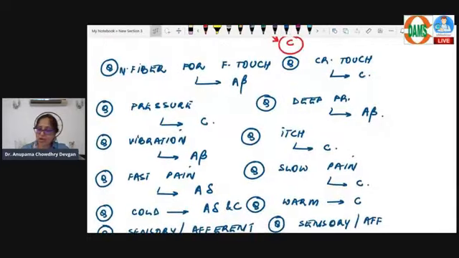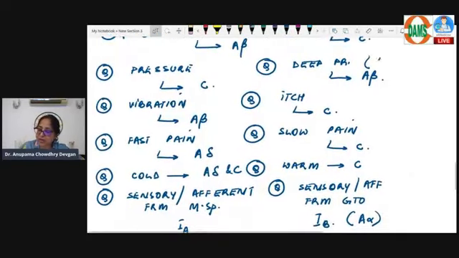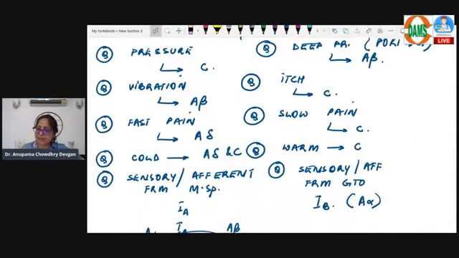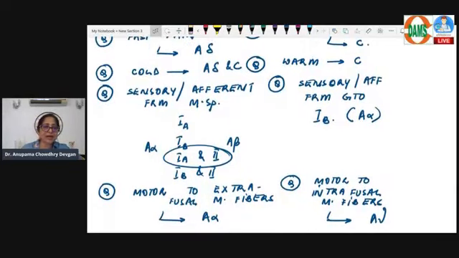Nerve fiber for fine touch, A beta. Crude touch, C. Pressure, C. Deep pressure, which is known as poking, A beta. Vibration is A beta. Itch is C. Fast pain is A delta. Slow pain is C. Cold is A delta and C. Warm is C. Sensory from the muscle spindle, 1A and 2.